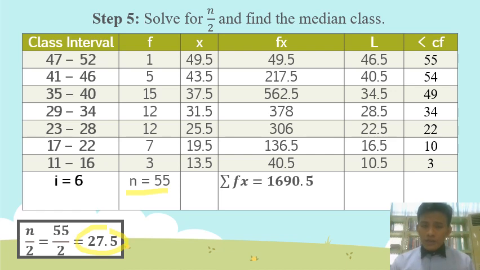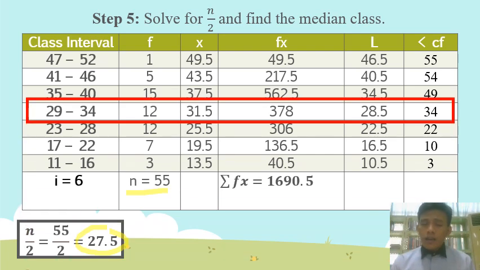So you will use the cumulative frequency. Which of them is more than 27.5 in the cumulative frequency? So 22, between 22 and 34. So we will use 34 instead, because it is greater than 27.5. So this will be the location of our median class.